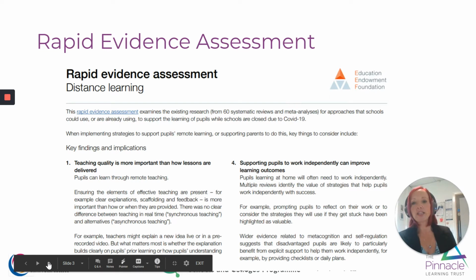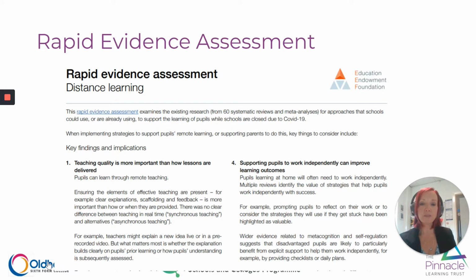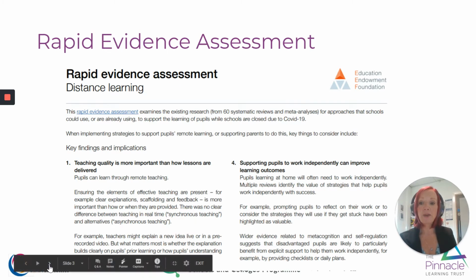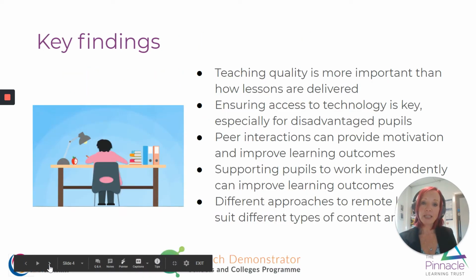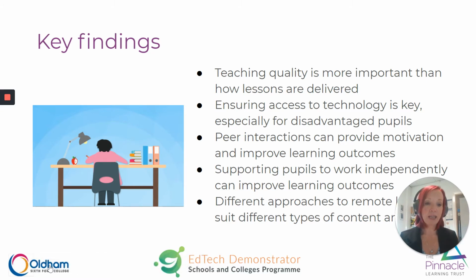So this is the Education Endowment Foundation's rapid evidence assessment that they conducted not long after lockdown, where they realised that teachers needed support on what the evidence showed made good practice. They would normally look at about 1,000 pieces of research, but in this case it was 60 because it had to be done quickly. And they came up with 5 recommendations. That teaching quality is more important than how lessons are delivered. And this is one of the key things that we're going to focus on in today's session.